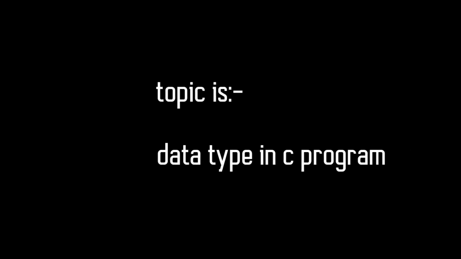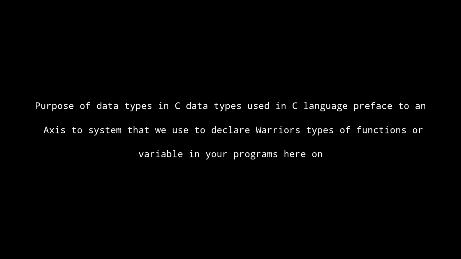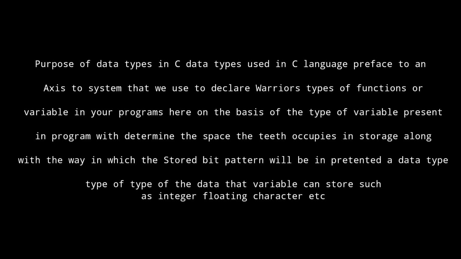Today my topic is about data types in C programming. Purpose of data types in C. Data types used in C language refer to an extensive system that we use to declare the types of values, functions or variables in a program. Here, on the basis of the types of variables present in a program, we determine the space that is occupied in storage, along with the way in which the stored bit pattern will be interpreted.